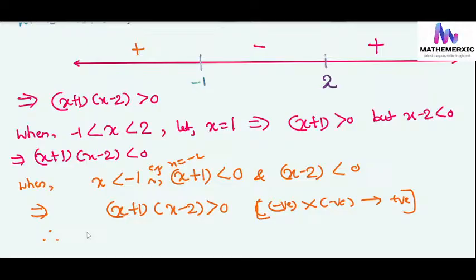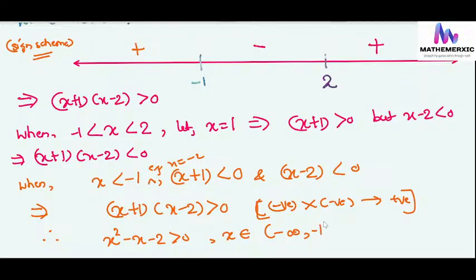Therefore the sign scheme will be like this. That's correct. This is called the sign scheme. And the final answer will be what? x square minus x minus 2 greater than 0: x belongs to minus infinity to minus 1, open bracket, union 2 to infinity. That is the answer. That's the question we have done.